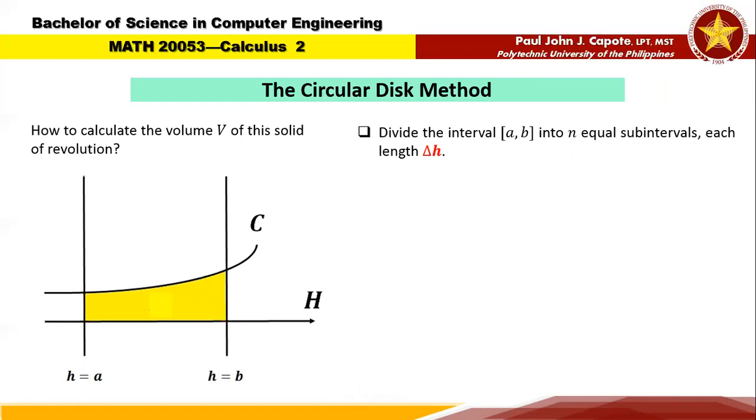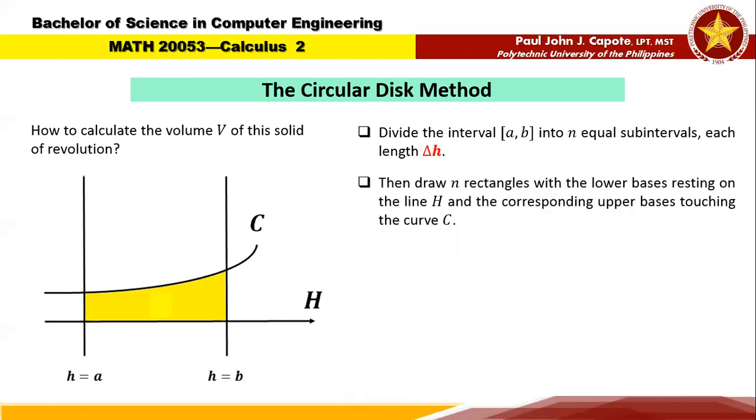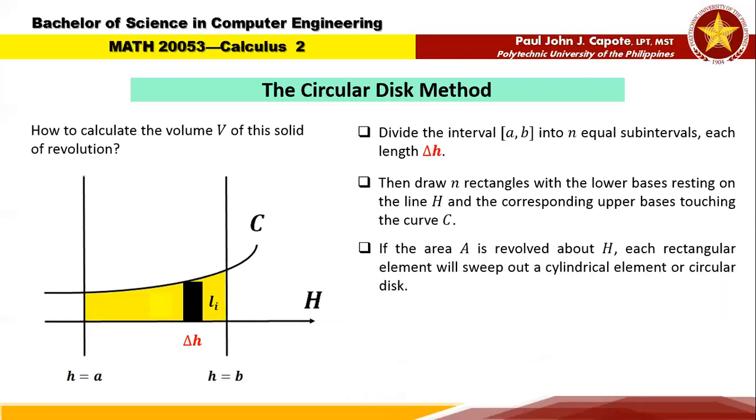So let's divide the closed interval [a, b] into n equal subintervals. N here refers to the number of equal subintervals. Each length is delta h. Then draw n rectangles with the lower bases resting on the line h and the corresponding upper bases touching the curve C. If the area is revolved about h, each rectangular element will sweep out a cylindrical element or circular disk.